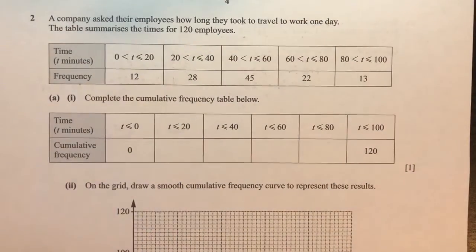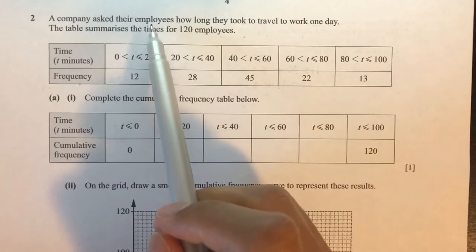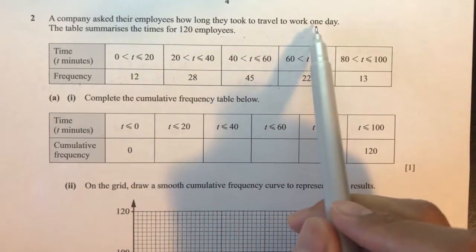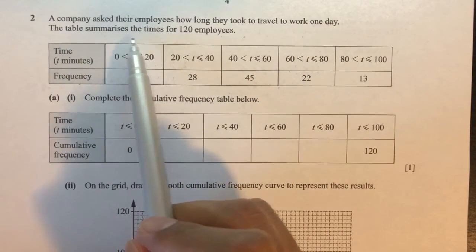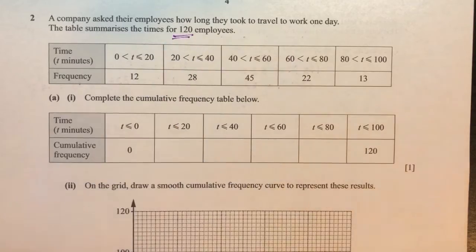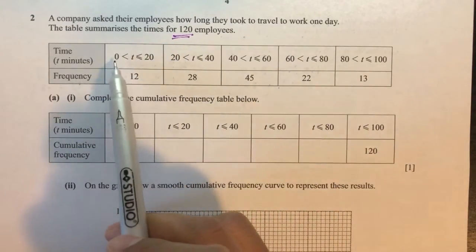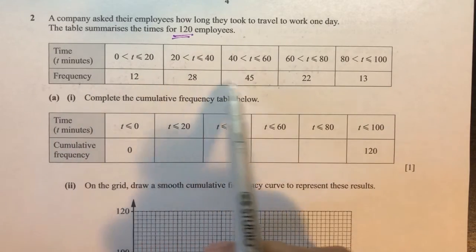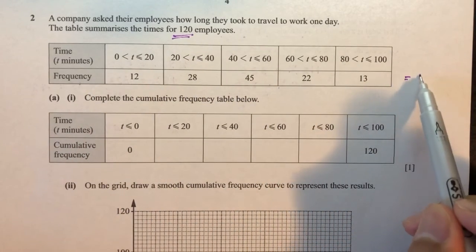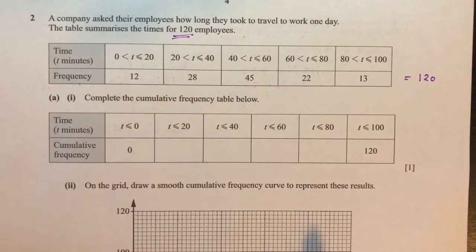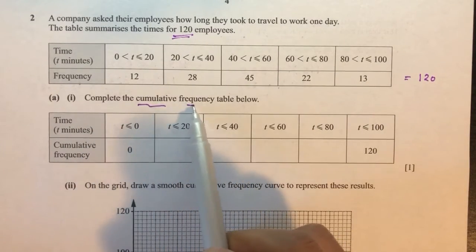Moving on to question number two. A company asked the employees how long they took to travel to work in one day. The table summarizes the times for 120 employees. Now, these are the groups, as you can see, from 0 to 100, and these are the frequencies, which total 120. Now, part A, complete the cumulative frequency table below.